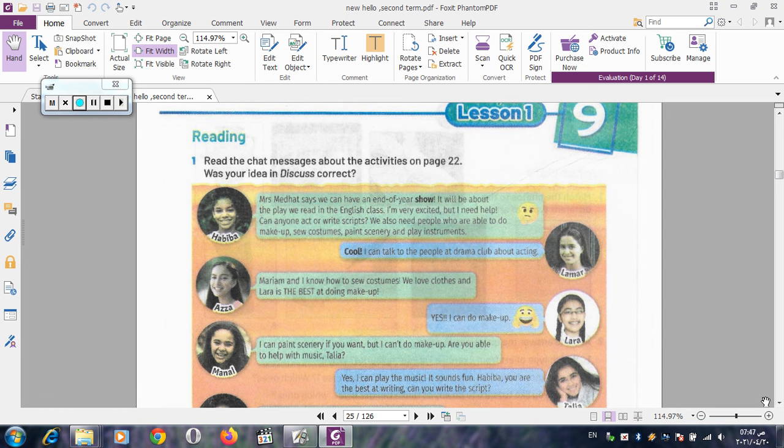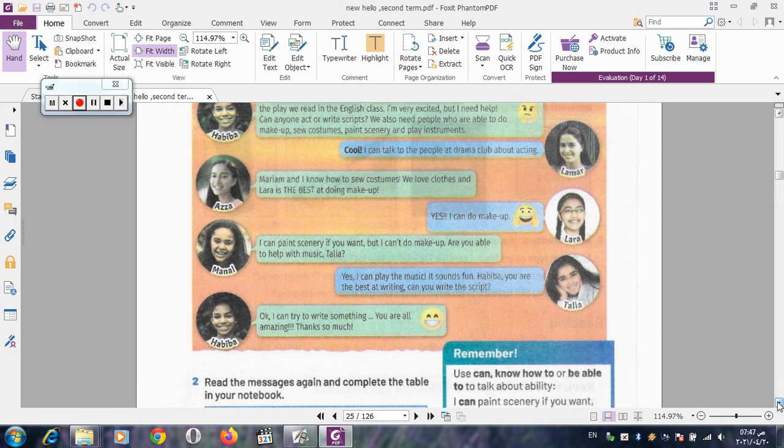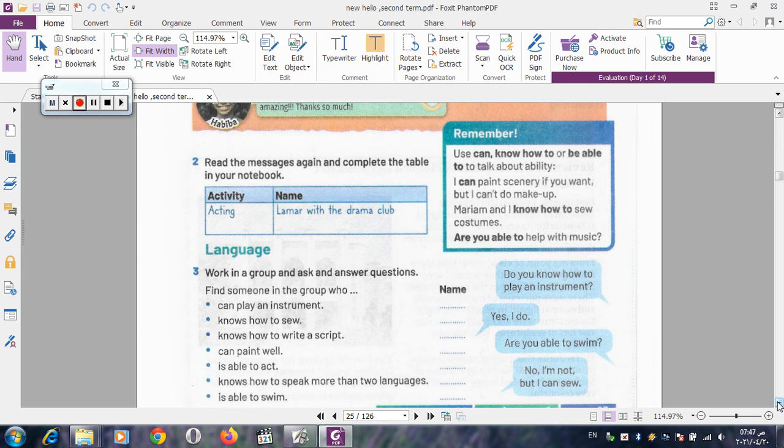And I think you have the book and you can read them. They are so easy. We are looking for if we have some difficult words. Here, the most important point is this one. Remember, when you see this square, this is very important. Here we are going to talk about can. Can, know how to, or be able to, to talk about abilities. As I told you in the class, when you have the ability to do something, you can do something like this example.